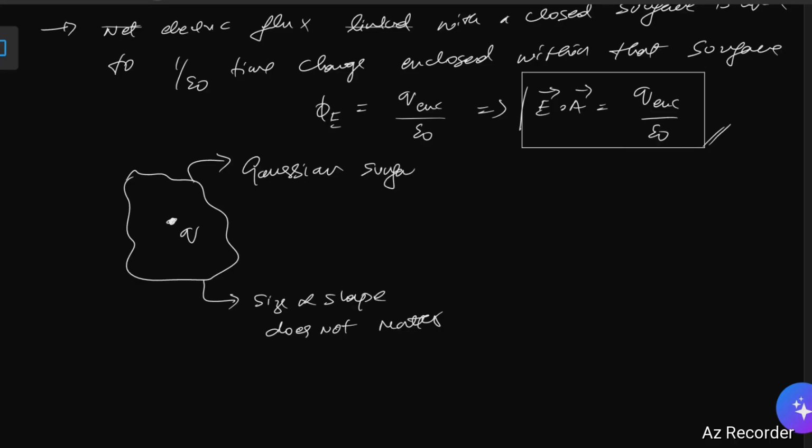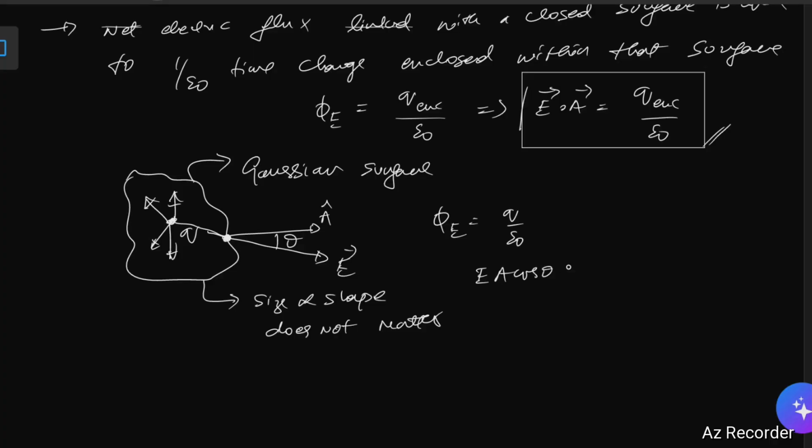Now we already know that for the positive charge, there are field lines going out of it. Let's say that at this point the electric field is in this direction. This is the electric field, and let's say that the area vector is in this direction. Let theta be the angle between them. Then from Gauss law, phi E is equal to Q by epsilon naught, or E dot A, which is EA cos theta, is equal to Q by epsilon naught.